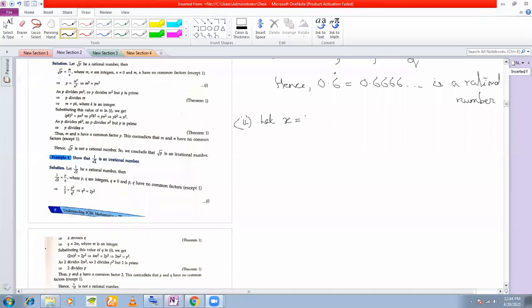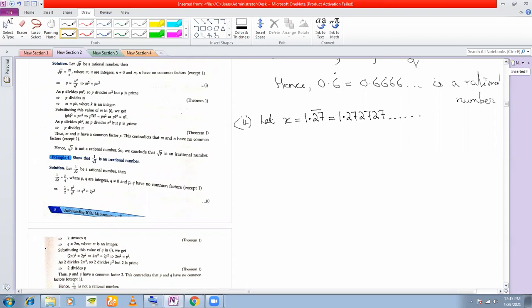For the second one, I start by saying let x is equal to 1.27 with a bar over the 27. And what does this mean? This means 27 is recurring. Okay, so this is what we get.